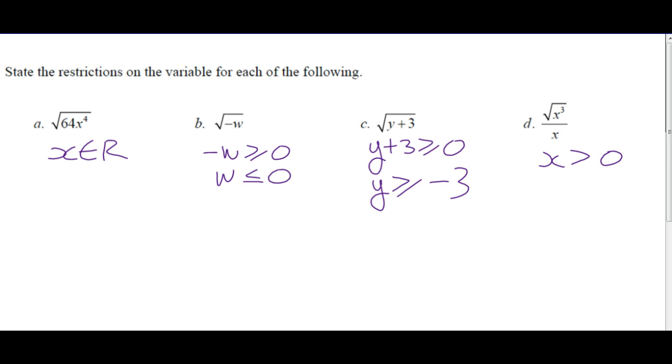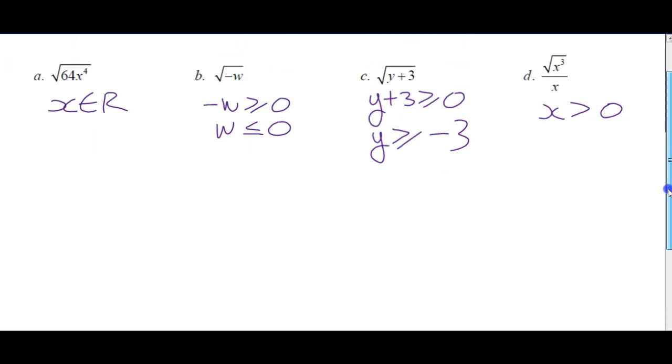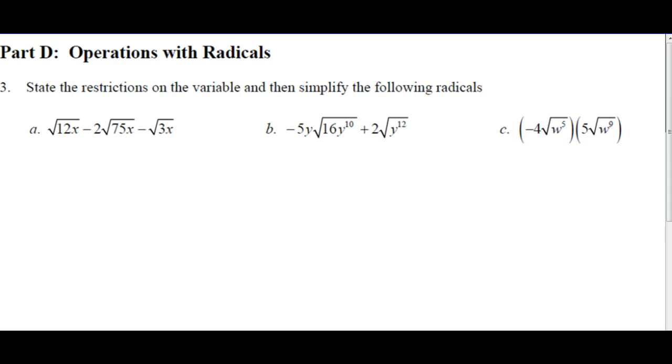It can't be negative, because if you cube a negative, you get a negative, and you can't take the square root of a negative. So just remember your restrictions. Whatever's under the radical sign has to be a positive expression. And there, we're done.